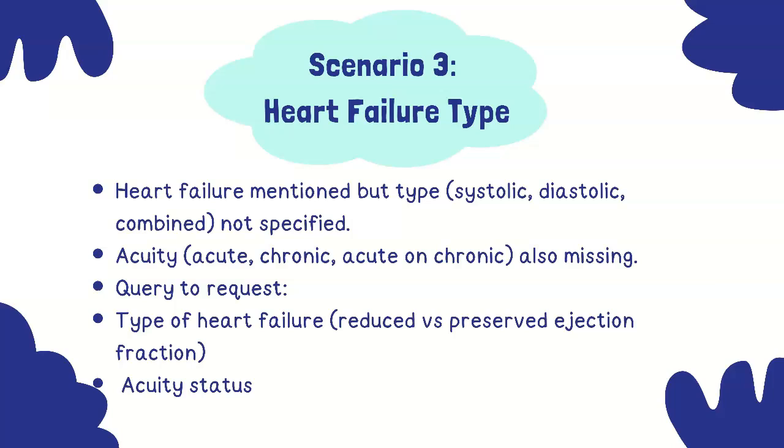So, those are words that you see in the code book in the I-50 category. But you also see things like acute, chronic, acute on chronic. So, a compliant query will request the provider to specify the type and the acuity based on available clinical evidence, right? So, you've got the echocardiogram findings, and you basically are providing him with that information.